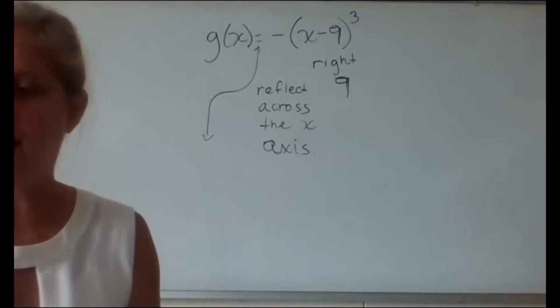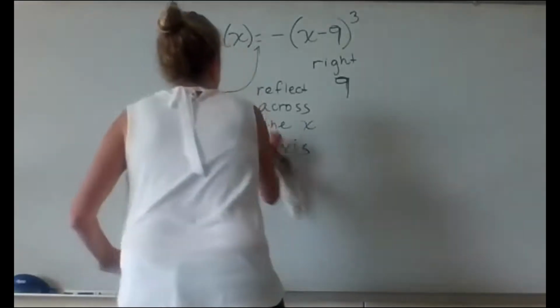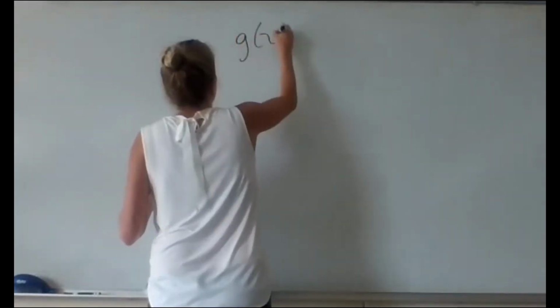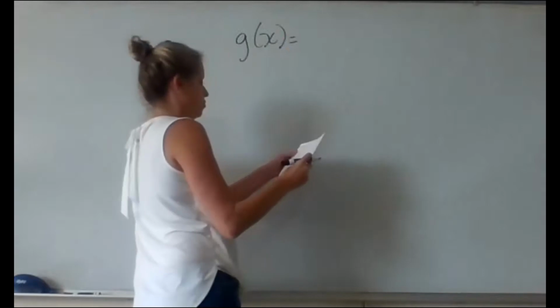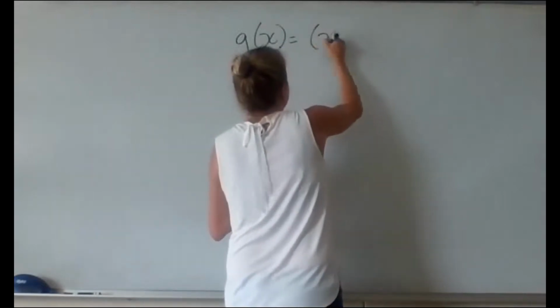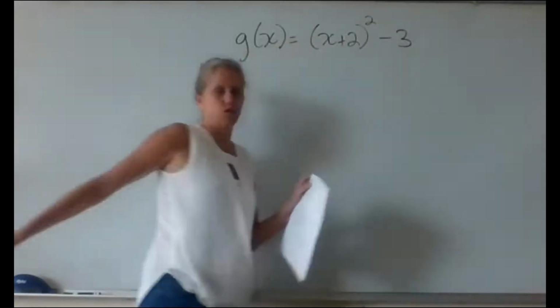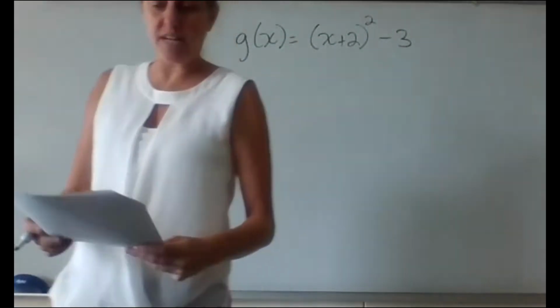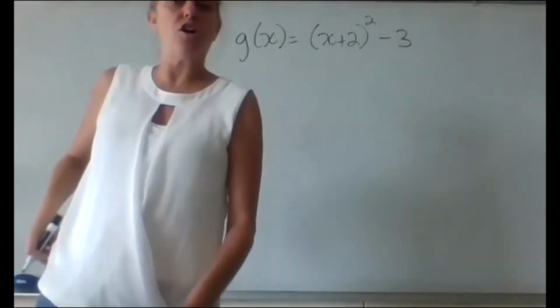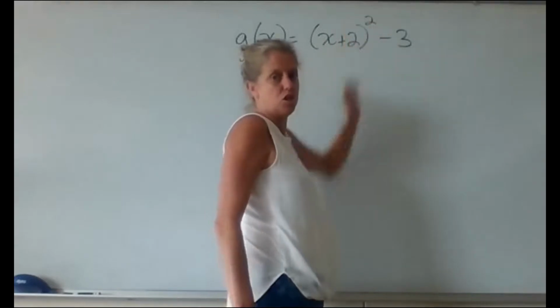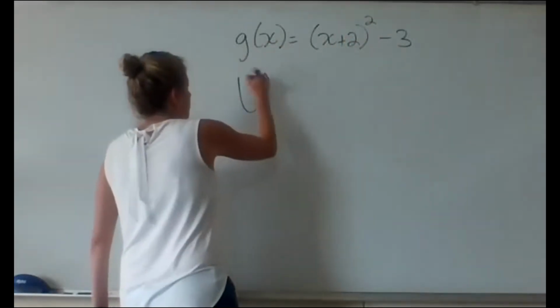All right, number 5. I've got g of x equals, in parentheses, x plus 2 squared, and then outside minus 3. So a couple of different things are happening. It's going to say, what are you going to start off with? What kind of graph? What's your exponent? Since it's a 2, I'm going to start off with the parabola graph.